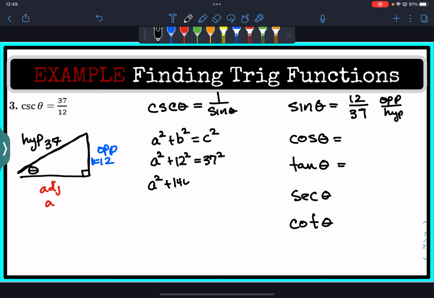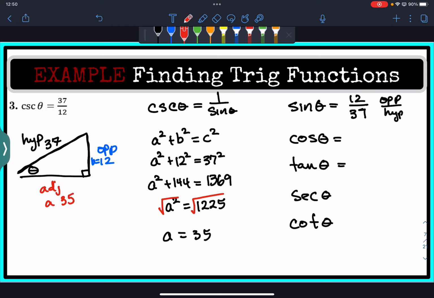which is 144, and 37 squared, hold on, that is 1369. And here I would subtract the 144. So a squared equals 1369 minus 144, which is 1225. Taking the square roots of that answer, we end up with a total of 35. So the value of a is 35 units. So this is 35.